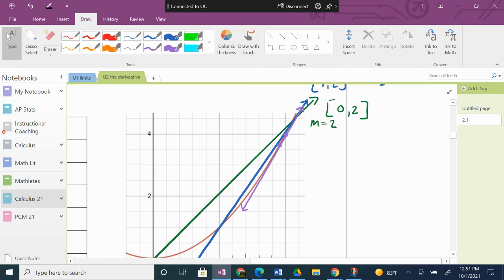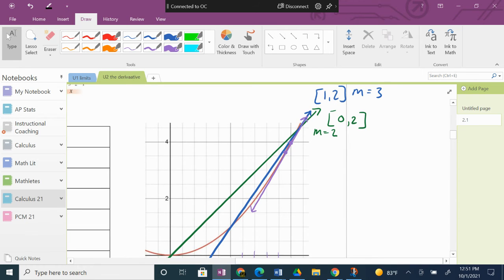Huh? Where did I draw the blue line at? Interval from 1 to 2. Blue line was 1 to 2. Purple line was 1.9 to 2. Was there another question out there?